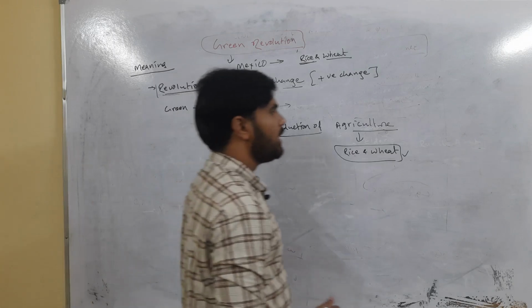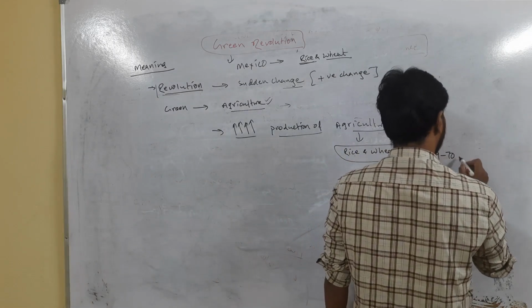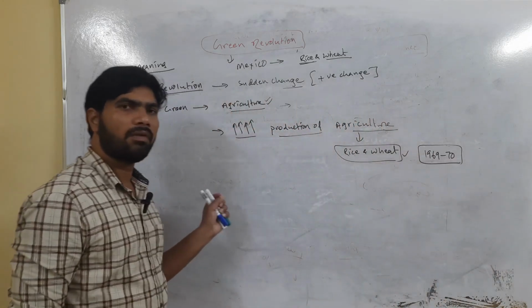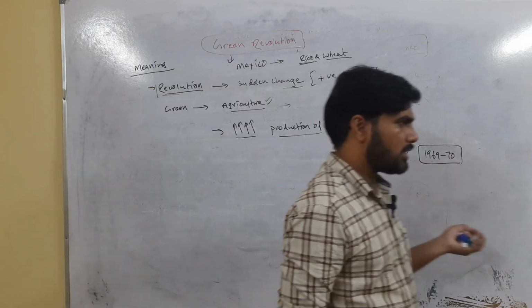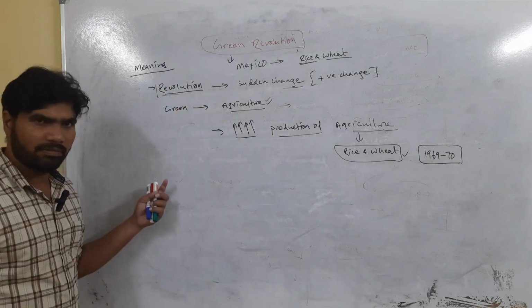When did it happen? It happened somewhere around 1969-70 in our country. From this year we can say is the beginning of the green revolution in our country. So this is a brief understanding of the word green revolution, or we can also say this is the definition.